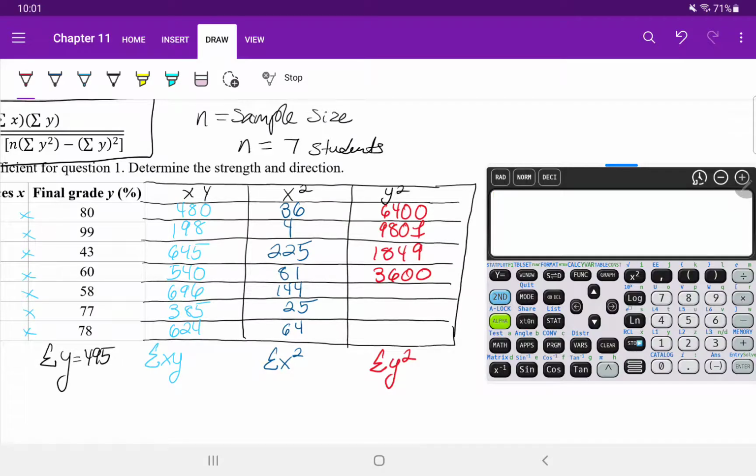58 squared. Let's do that in a calculator just to make sure that I'm getting it correctly. 3,364. 77 squared. Oops, let me erase that. My apologies, clear that. 77 squared is 5,929. And 78 squared is 6,084. Okay.